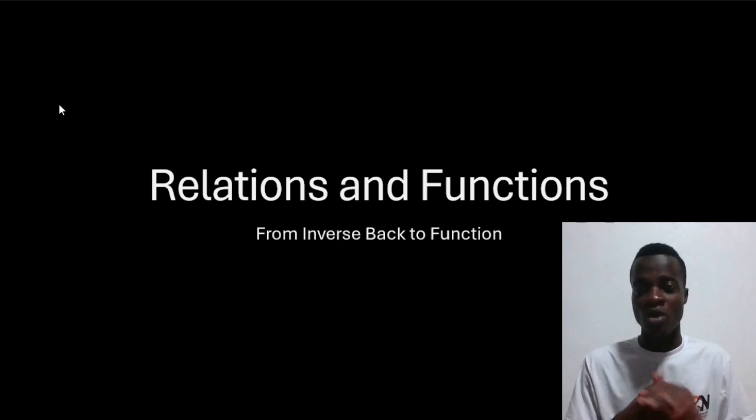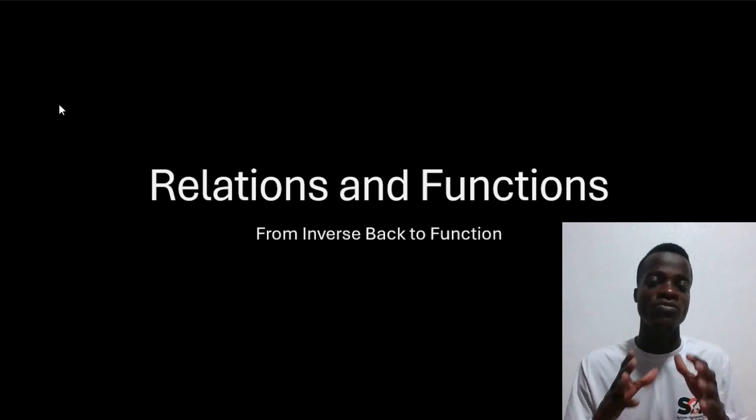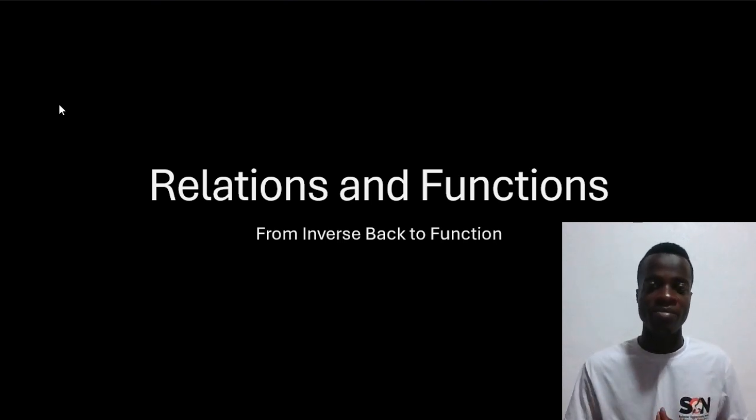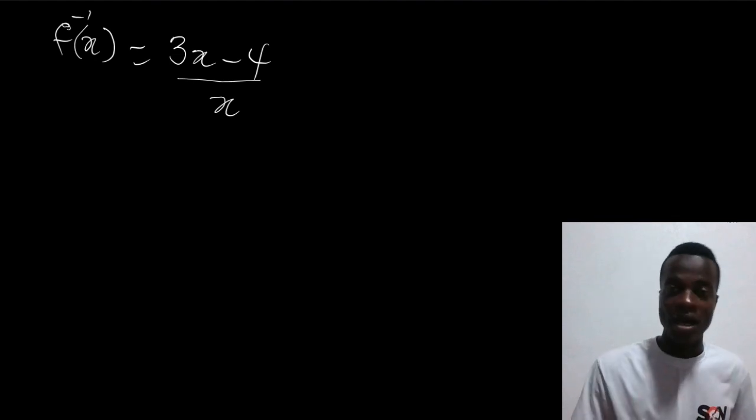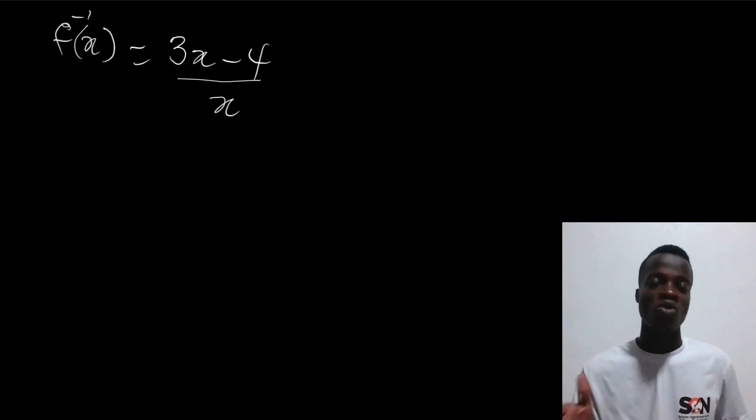So we are not just going to talk about it and leave, but we are going to solve some questions like we do every time, so that you can see and understand this concept. So yeah, let's look at some examples. This is the first example. I have f inverse of x given to us as equal to (3x - 4) all over x.